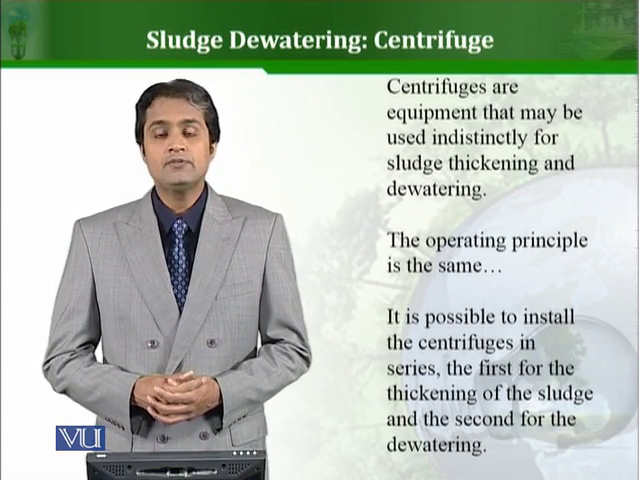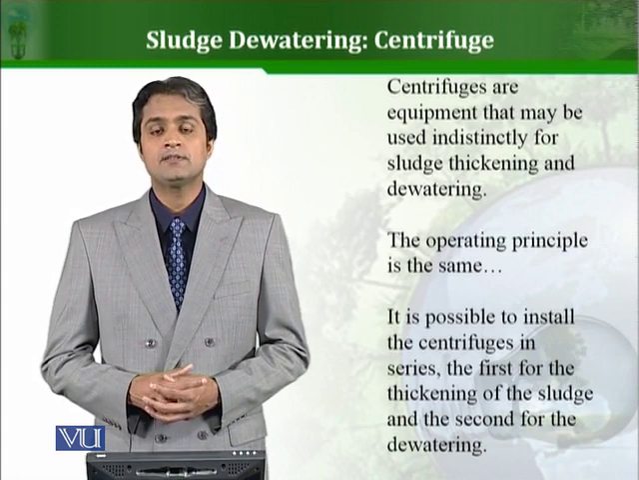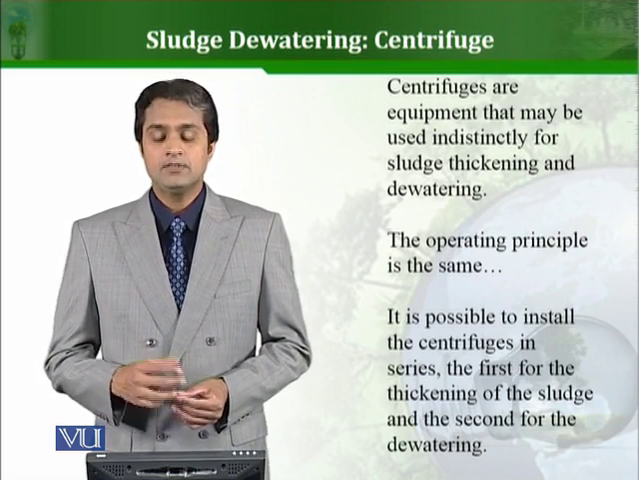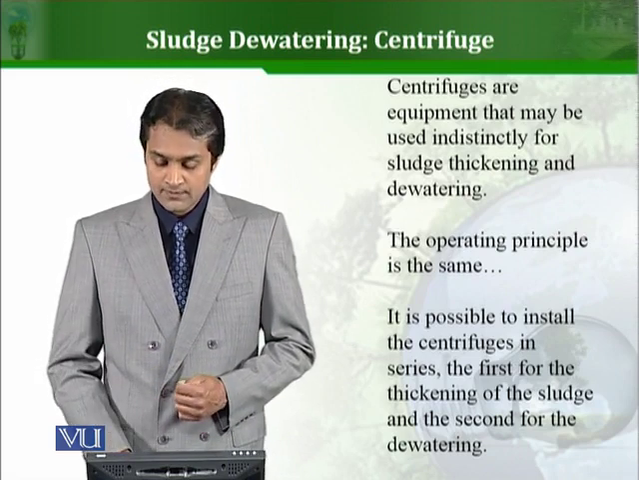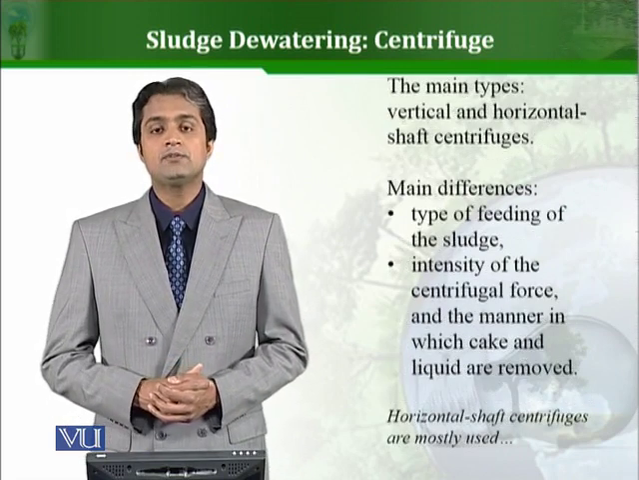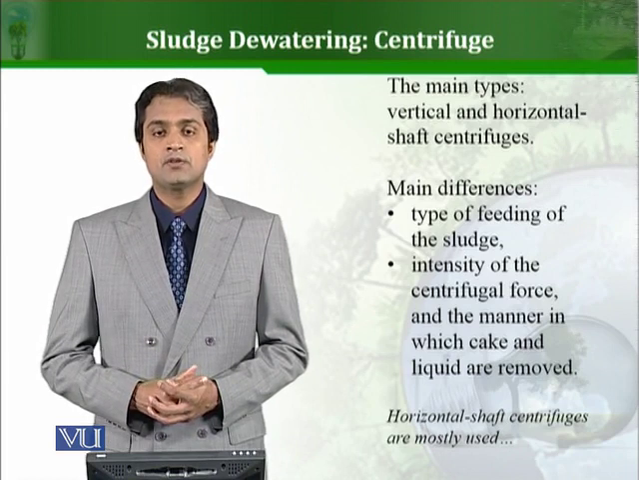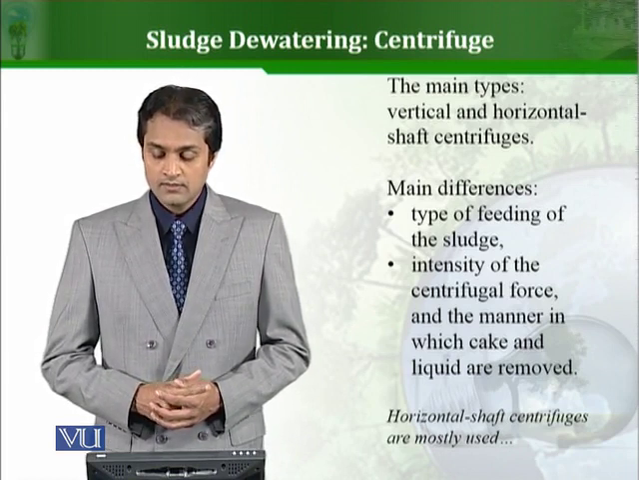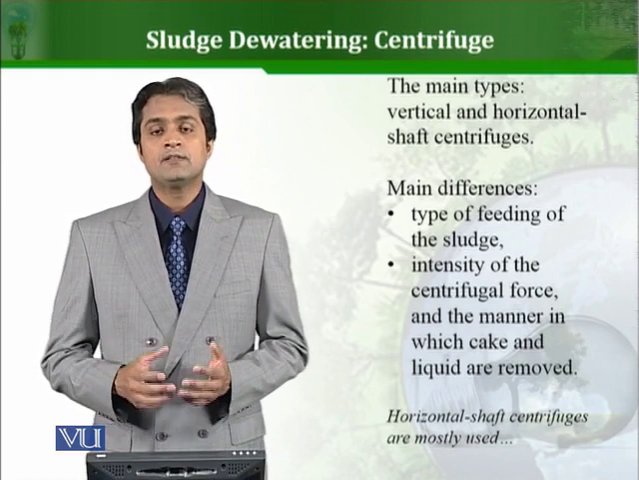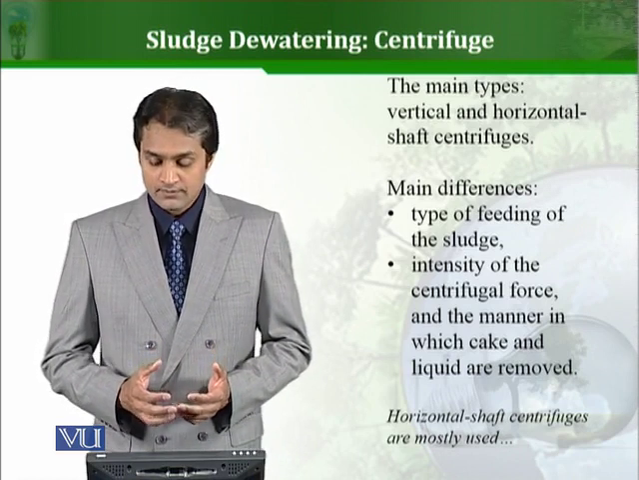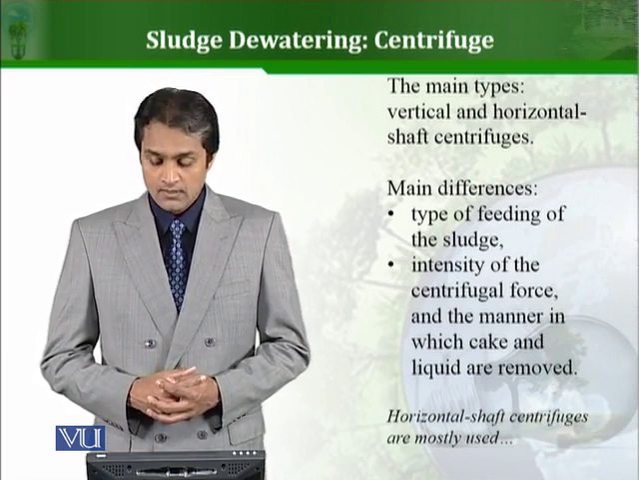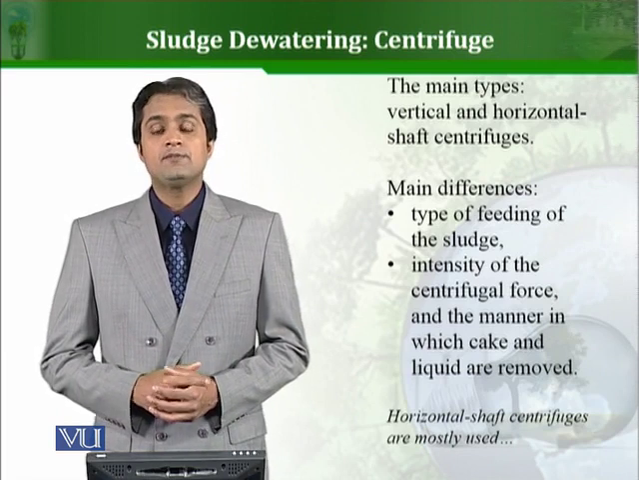So centrifuges which can be used to dewater sludge can be operated as a single unit, or those can be installed in series as well to achieve high efficiency of dewatering of the sludge. Now, there are at least two types of centrifuges which are used to dewater sludge, which are vertical shaft centrifuges and horizontal shaft centrifuges. Most employed are the horizontal shaft centrifuges. There are some differences between these two centrifuges. The main differences are the type of feeding of the sludge.